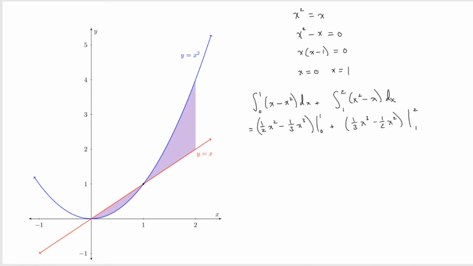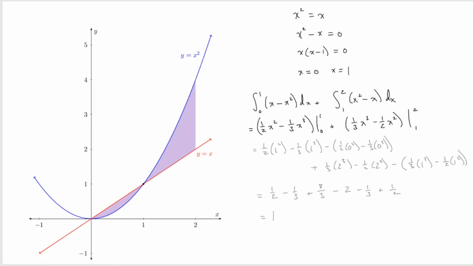We get 1/2 x squared minus 1/3 x cubed evaluated from 0 to 1, plus 1/3 x cubed minus 1/2 x squared evaluated from 1 to 2. And there's a bunch of arithmetic to do, and you do it slowly and carefully, and in the end, you get the rather surprising result that the area between these two curves is precisely 1.